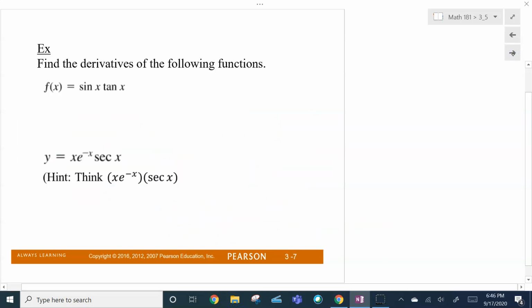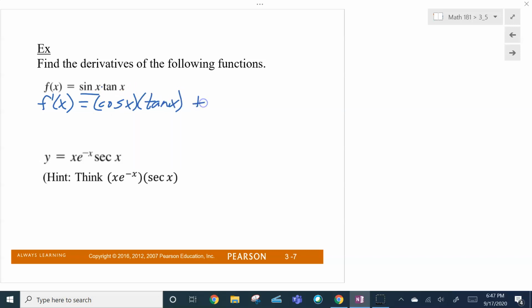All right, let's go ahead and find the derivative of the following functions here. F of x equals sine x times tangent of x. Notice we got the product rule here. So when I run the product rule here, I say derivative of the first times the second. I just leave that alone. Plus the first, which is the sine, times the derivative of the tangent, which we just saw the derivative of the tangent is secant squared.